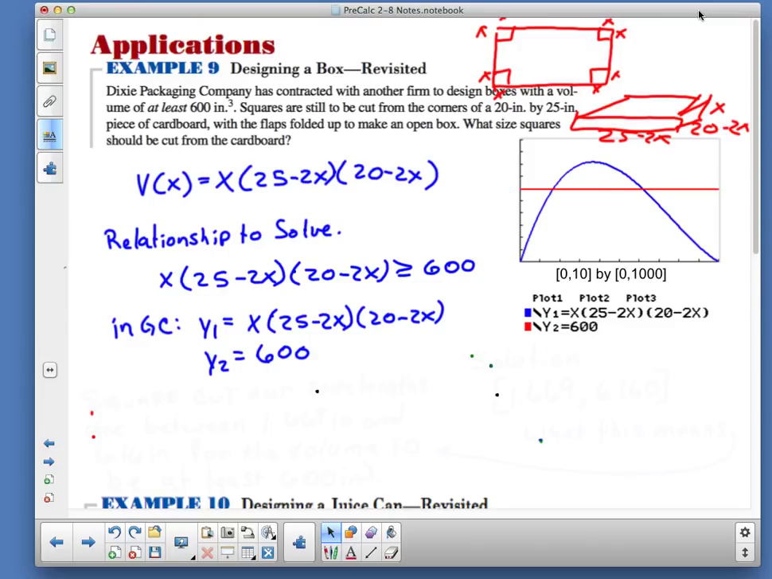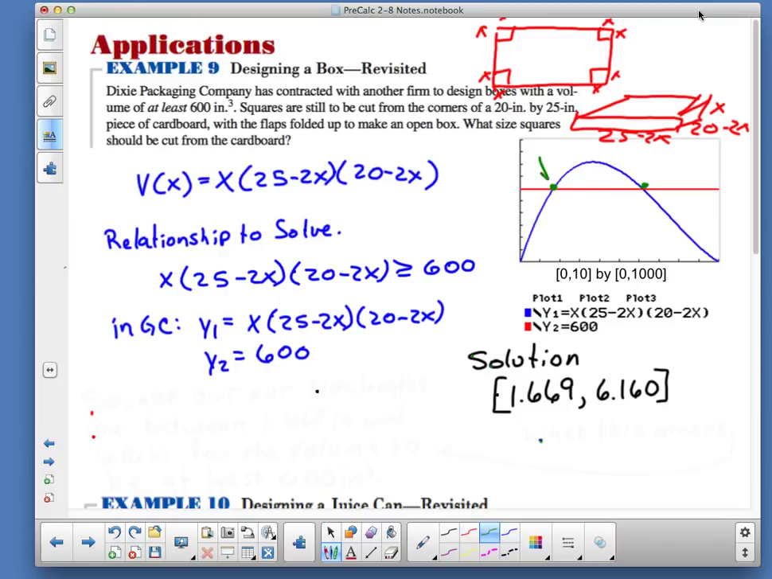I'll have my X value, and I'll have two of them. I got one here, I got one here. So when I pop those in, my result will be 1.669 is my first one. 1.669, remember I rounded. And my second one here is 6.160.